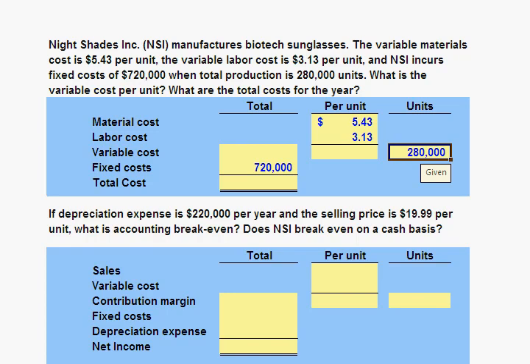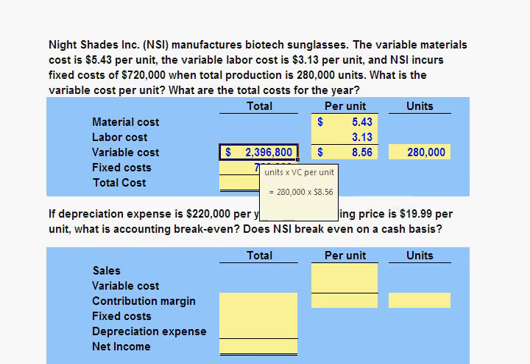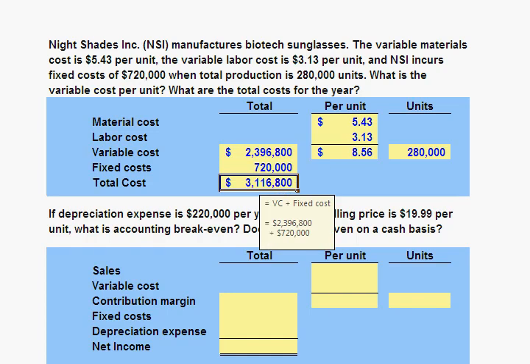To calculate our variable cost per unit, we need to add together our $5.43 material cost and our $3.13 in labor cost. The total variable cost per unit is $8.56. We multiply this variable cost per unit by the 280,000 units to get total variable costs of $2,396,800. We add to this the $720,000 in fixed costs to arrive at total costs of $3,116,800.